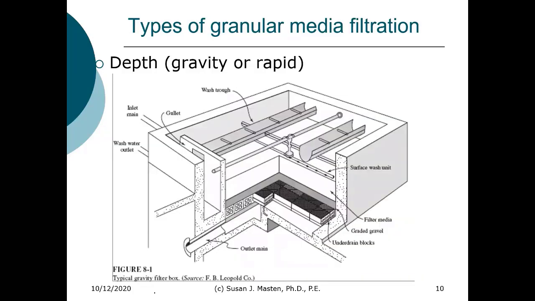This is just another cutout. This shows what's referred to as a gullet. There is another cell here. So these are operated with two cells.